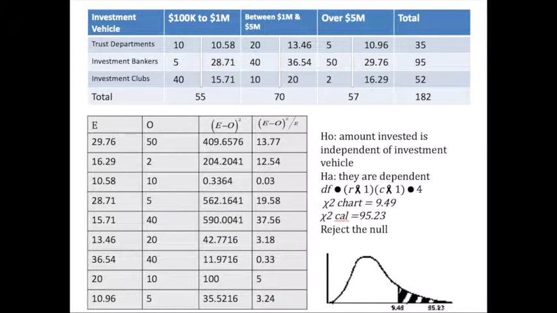to draw the conclusion during the halfway. For example, in this question, we could get the conclusion after we got the result of the first row, because 13.77 is already bigger than the chi-square chart value, which is 9.49. And so we could skip the calculation work and directly conclude that we reject the null hypothesis.